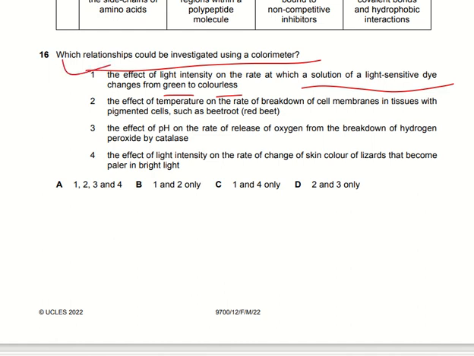The effect of temperature on the rate of breakdown of cell membranes in tissues with pigmented cells, such as beetroot. Yes, the effect of temperature can also be investigated using the calorimeter. The effect of pH. No, we cannot determine pH, because for this purpose we require a pH buffer, but we do not use a pH buffer in the calorimeter, so we cannot find any effect of pH here. The effect of light intensity on the rate of change of skin color of a lizard, but we cannot study the lizard with the calorimeter. So we can say points 1 and 2 are correct. So option B here is the right one.